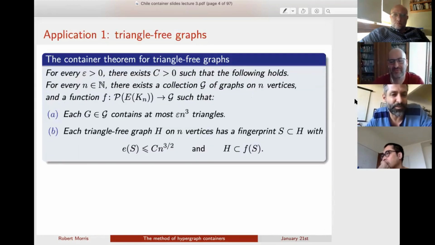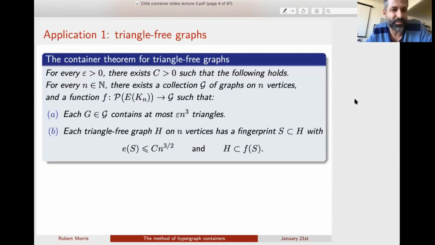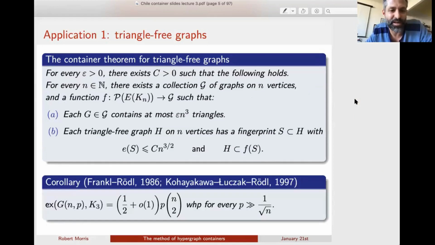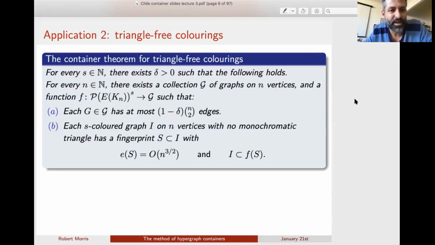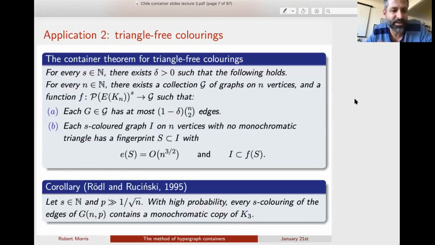Okay, and so just remember the applications. We proved this container theorem for triangle-free graphs, which proved the Rödl-Ruciński theorem, the sparse Mantel, and we just saw this application for triangle-free colorings, which implies this theorem of Rödl-Ruciński.